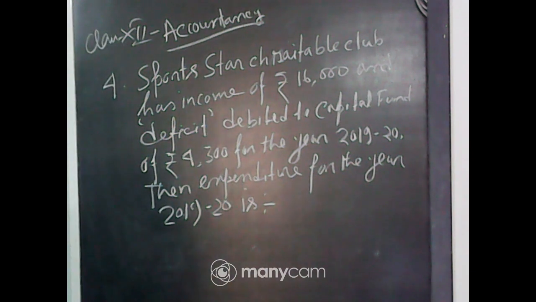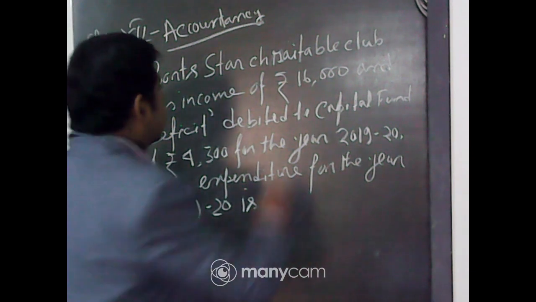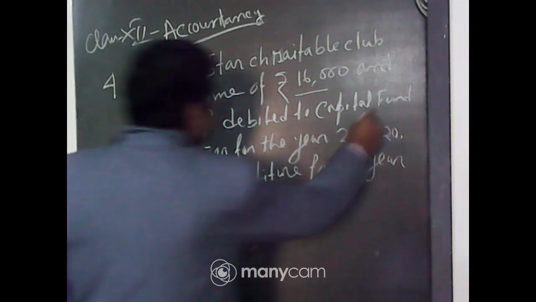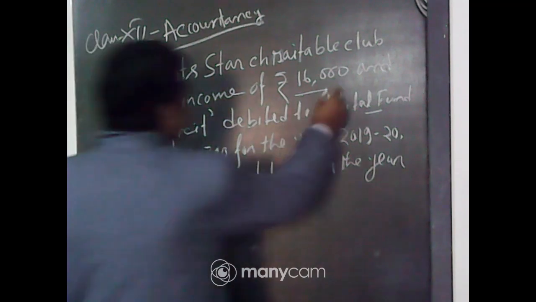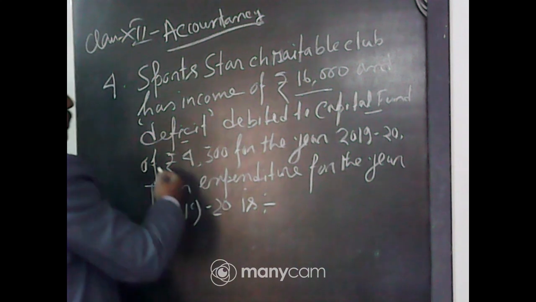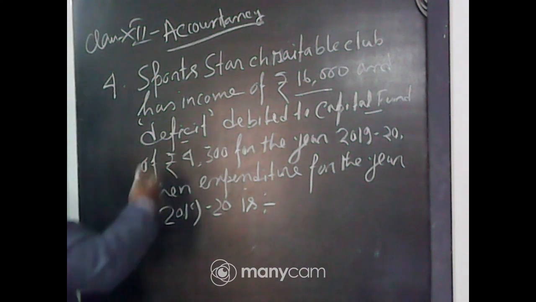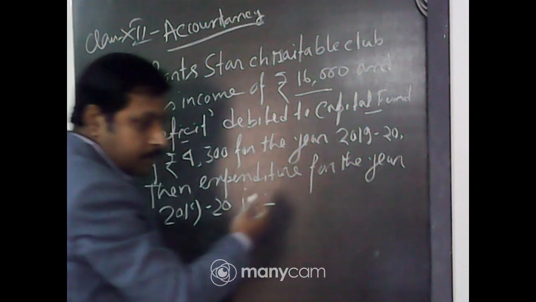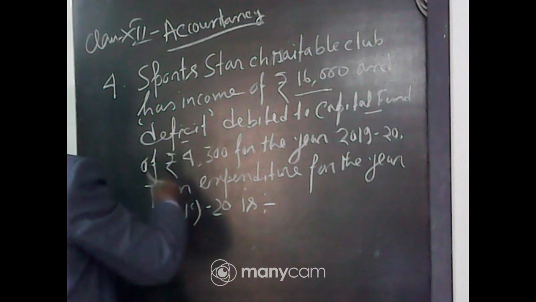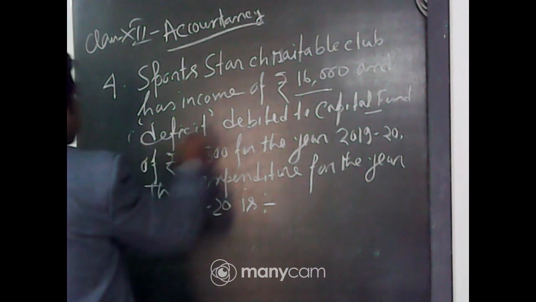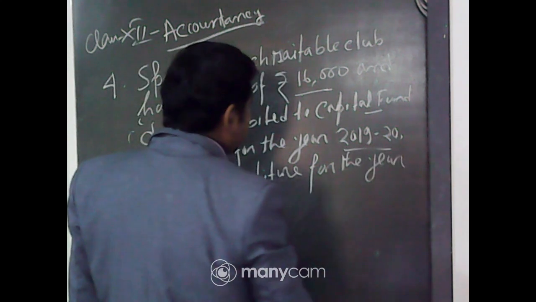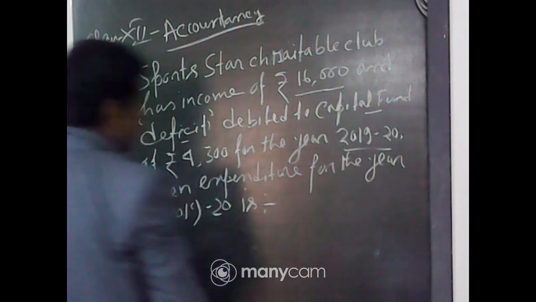So Star Charitable Club has income of rupees 16,000 and deficit debited to capital fund. So it has an income of 16,000, but still it has a deficit. If there is a surplus, then you have to transfer the surplus to the capital fund and add it. If there is a deficit, you have to subtract it. So in the income and expenditure account there is a deficit of rupees 4,300 for the year 2019-20, though there is an income of 16,000.